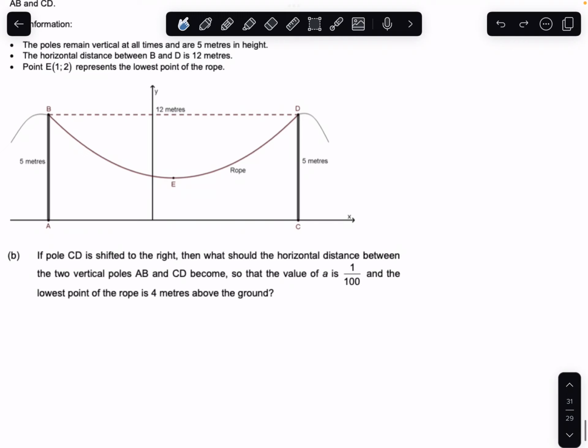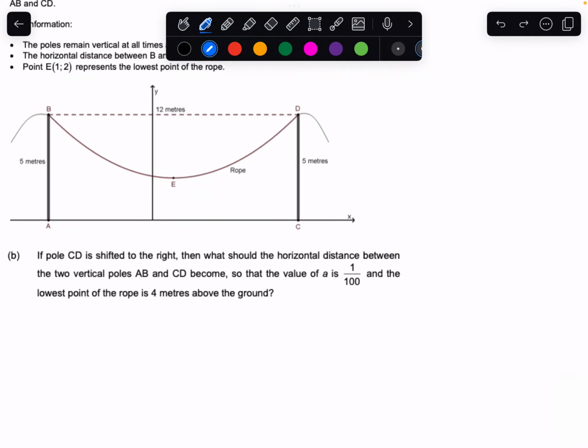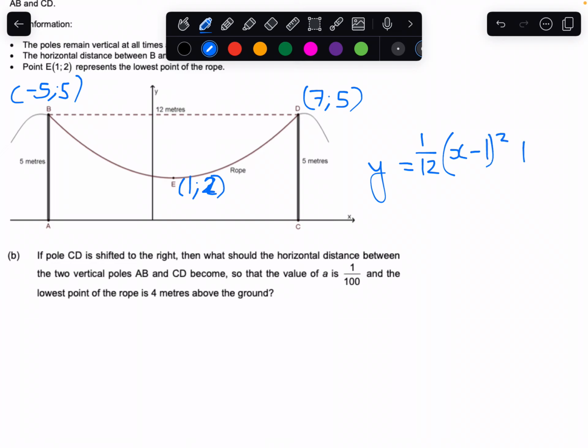I'm just going to start by filling in what we know already. So we're told that E is (1, 2). We know that the coordinates of D are (7, 5). This is (-5, 5). And we now know that the equation of the parabola is y = 1/12 (x - 1)² + 2. Okay, and that is specifically for this part of the rope.